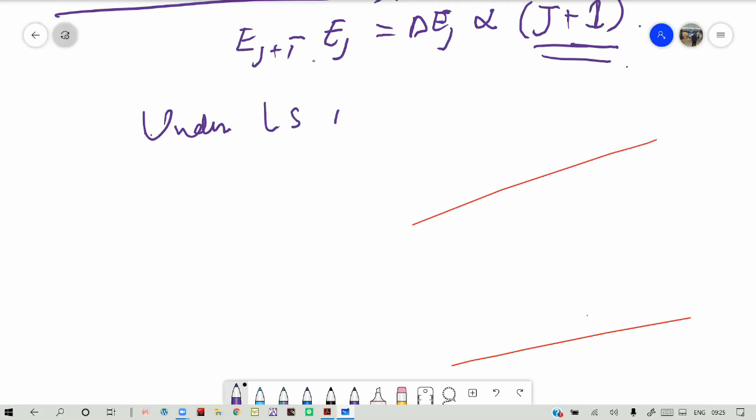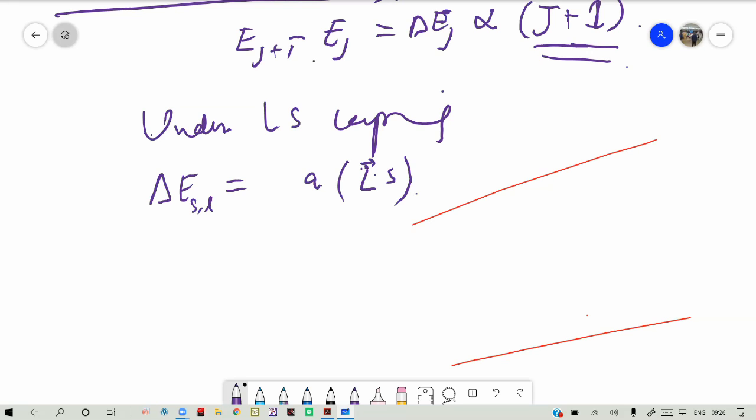Now under LS coupling, the energy of interaction between two energy levels with S and L quantum numbers is equal to some constant times L dot S. We have already seen this expression. The total energy of interaction, that is mu S dot B, also contains an energy term which is L dot S. So there is some constant A, the interaction constant.